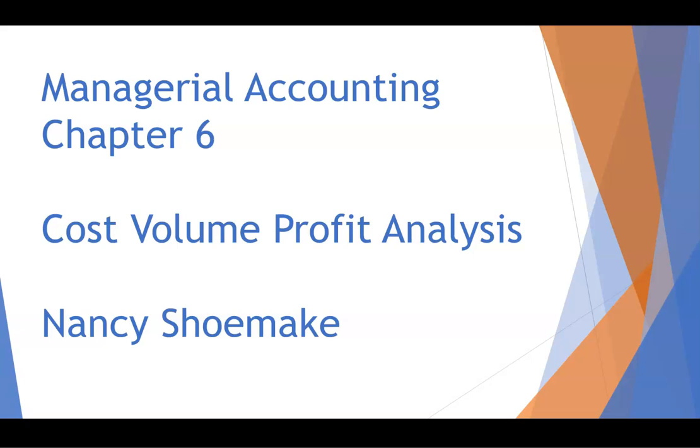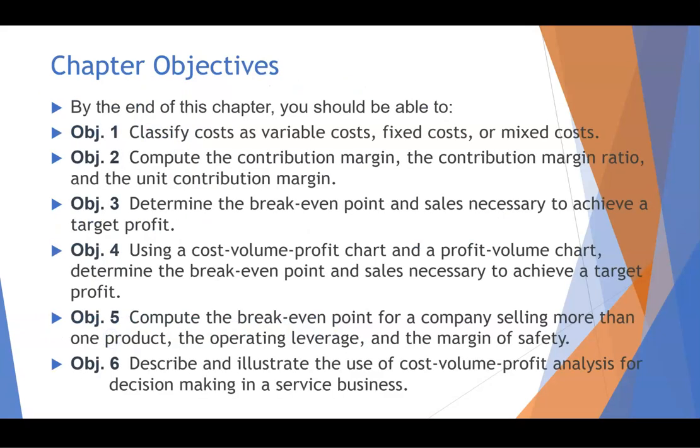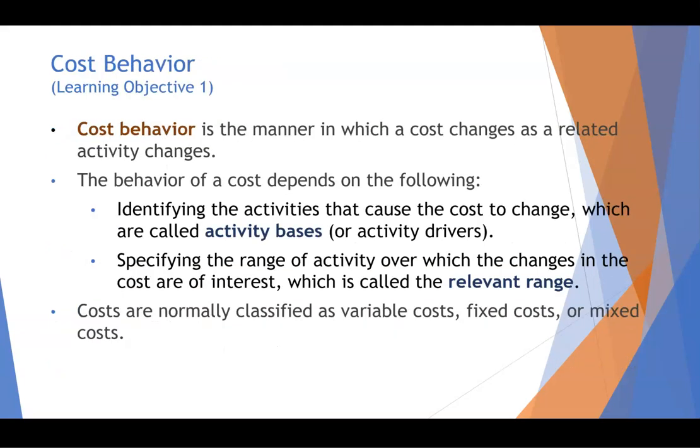This is a Cengage textbook and we're dealing with chapter 6 today, Cost, Volume, Profit Analysis. So here are just the various objectives we're going to cover today, but we're going to look at behavior of costs. Cost behavior is the manner in which costs can change based on how activities change.